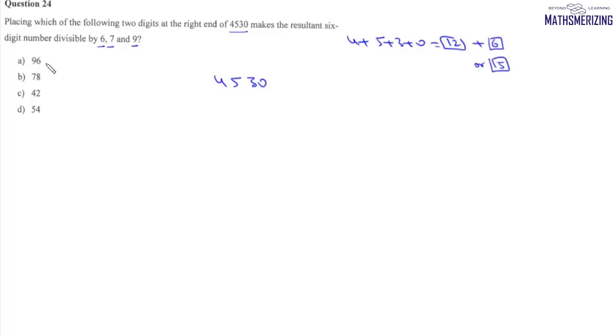So 9 plus 6, 15, 7 plus 8, 15, 4 plus 2, 6 and 5 plus 4, 9. So 54 cannot be the right option. Now all these numbers are even and they are divisible by 9, so they'll be divisible by 6 also. Now we need to find out of these numbers, which of the numbers are divisible by 7. So we'll divide this number by 7.